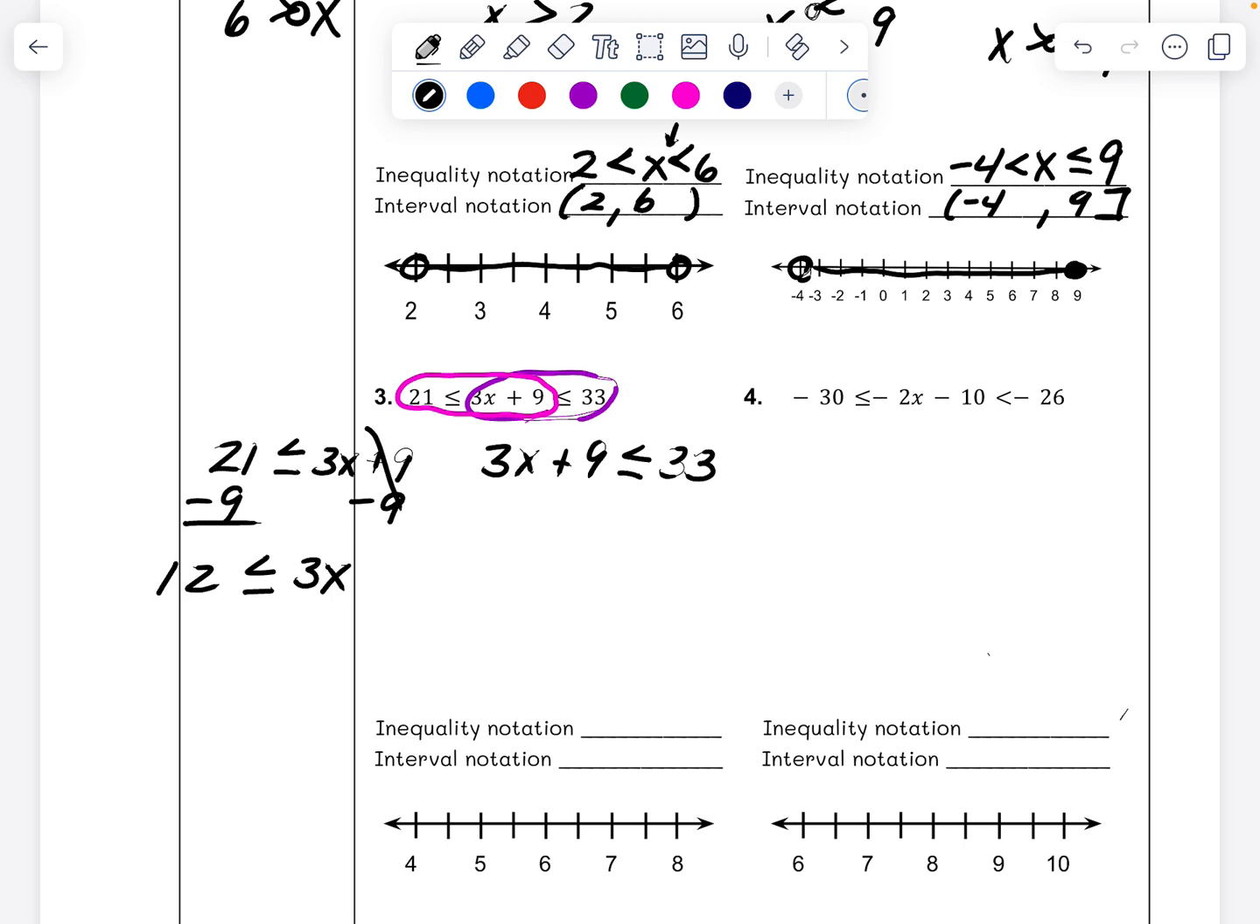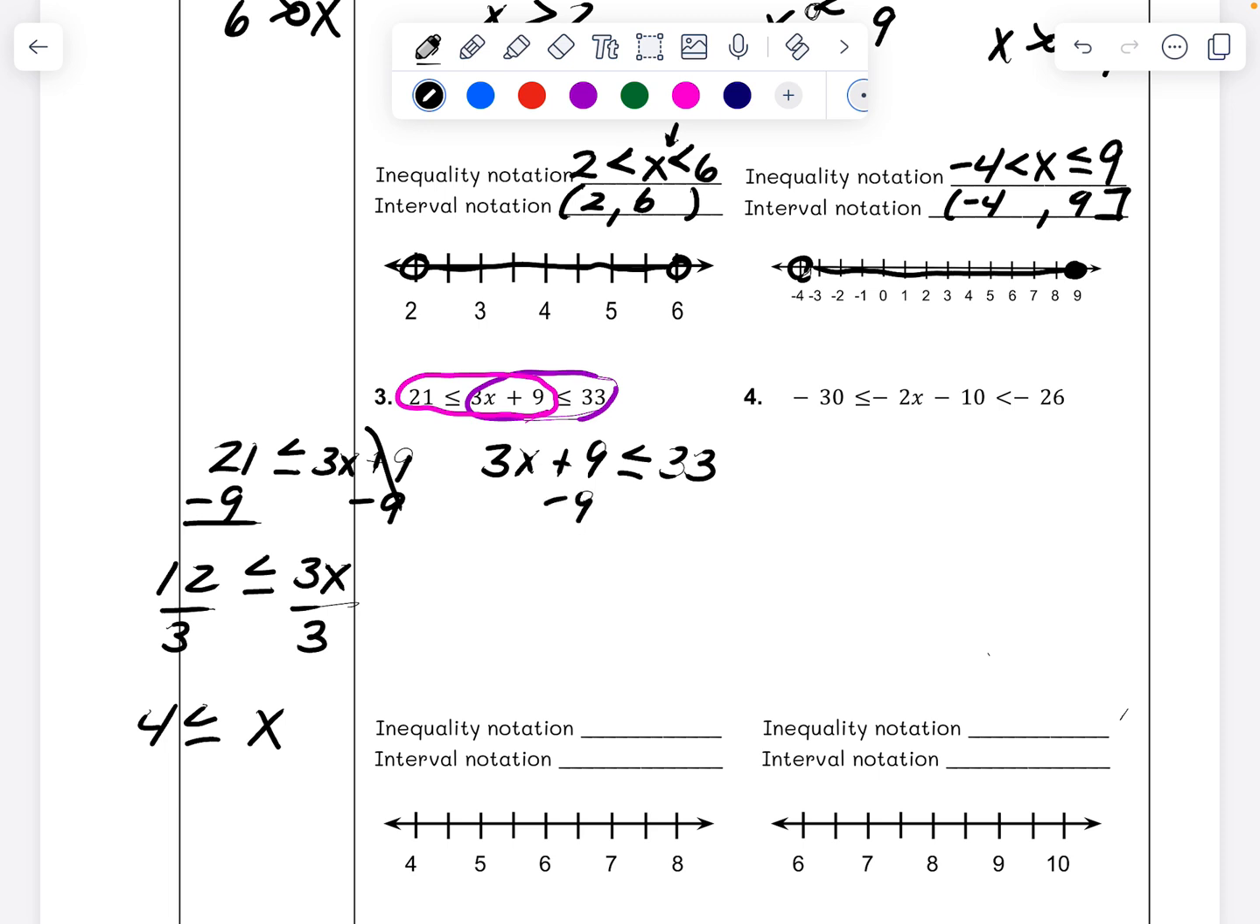All right. So then I'm going to divide by 3, both sides, and I'm going to come up with 4 is less than or equal to x. So x is greater than or equal to 4. All right, let's do the next side.